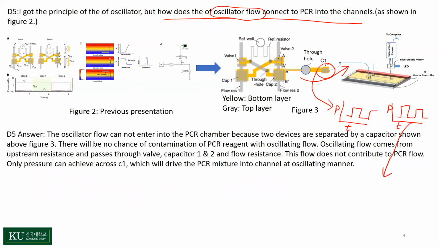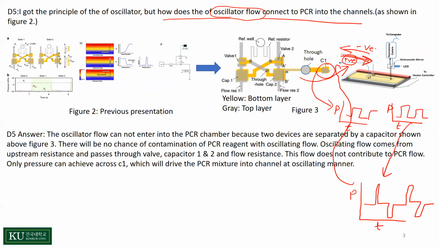But in reality, it will not be this shape. In reality, it is a very sharp peak. After the simulation, I got this type of result, but I don't have time to change this simulated result, so this is only the theory. So only this type of pressure will create oscillating flow through this direction, and when the pressure is positive, it will go to the right side, and when the pressure is negative, it will go to the left side. By this way, the fluid will oscillate inside this PCR chamber.